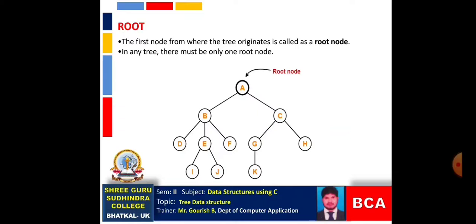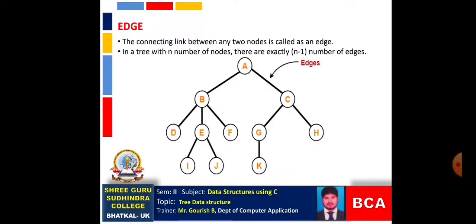Second point, right? In a tree there must be only one root node, right? It means we can never have multiple root nodes in the tree data structure. There will always be only one root node in the tree. Fine. In our example, A is the root node of the tree. Fine. And next, edge. What is an edge?